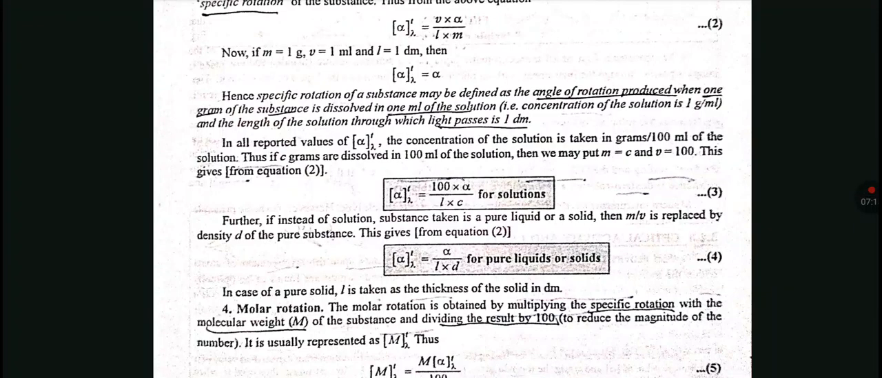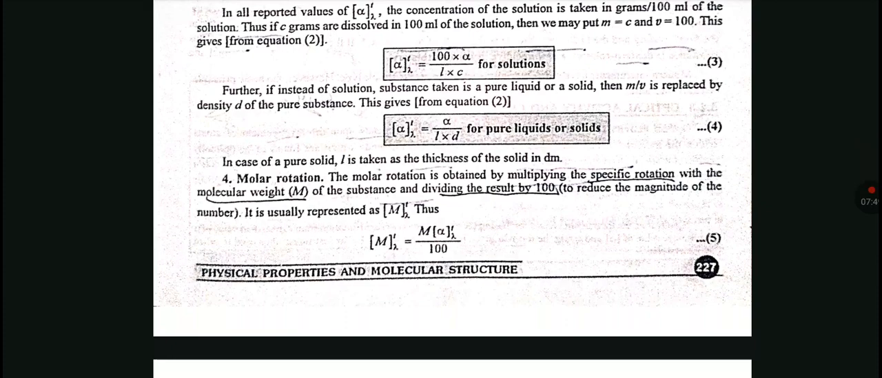If C grams of the substance are dissolved in 100 ml of the solution, then we may put m is equal to C, V is equal to 100. This gives, from equation second, alpha lambda T is equal to 100 into alpha upon L into C for solutions. Further, if instead of solution the substance taken is a pure liquid or a solid, then m upon V is replaced by density D of pure substance. This gives alpha lambda T is equal to alpha upon L into D for pure liquids or solids. In case of pure solid, L is taken as the thickness of the solid in decimeter.